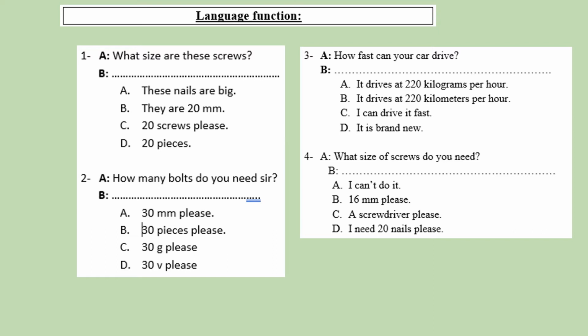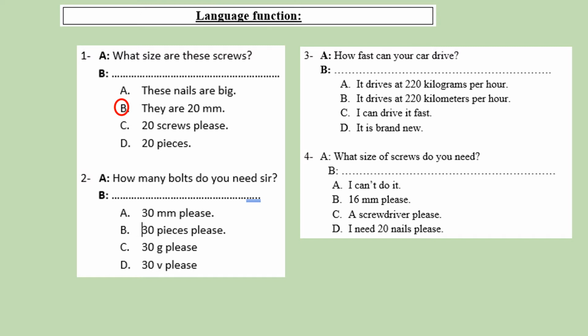In this exercise, we have 4 questions. Each one is a question, and we have a group of answers to choose from as a reply to this question. For example, number 1, what size are these screws? Here we're asking about the size. So we have 4 options to choose from. These nails are big. They are 20 millimeters. 20 screws, please, or 20 pieces. And of course, the correct answer is B. They are 20 millimeters.